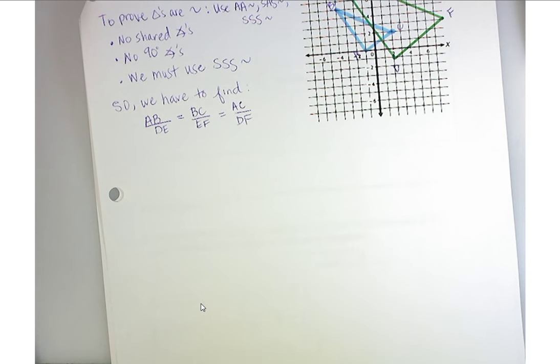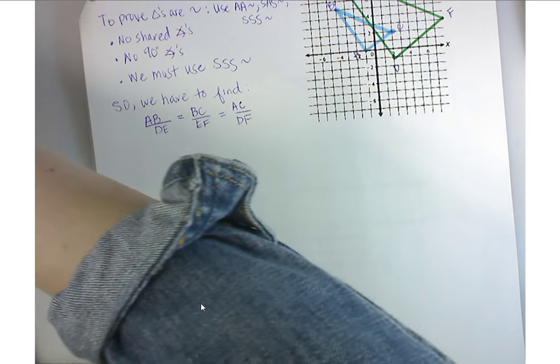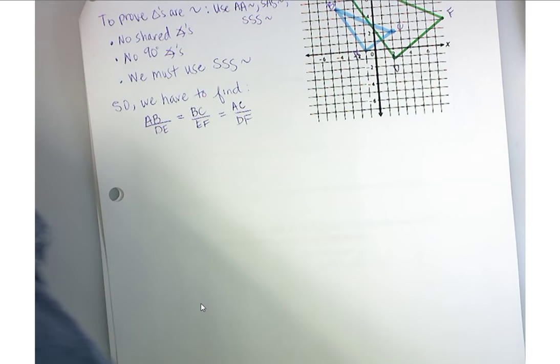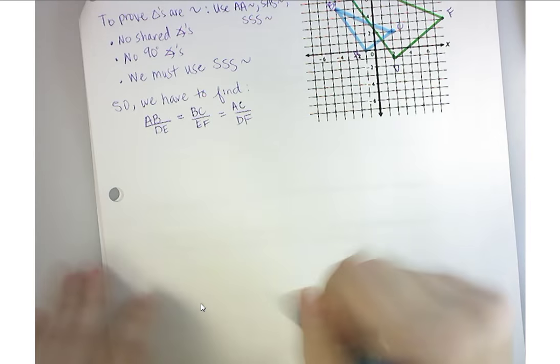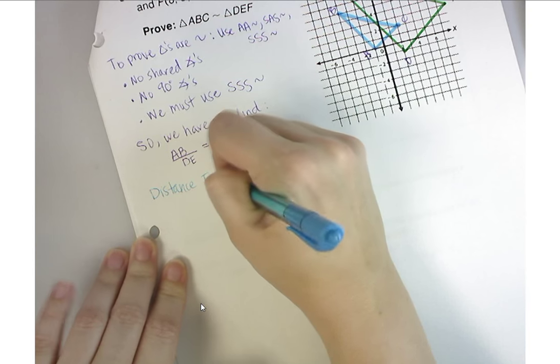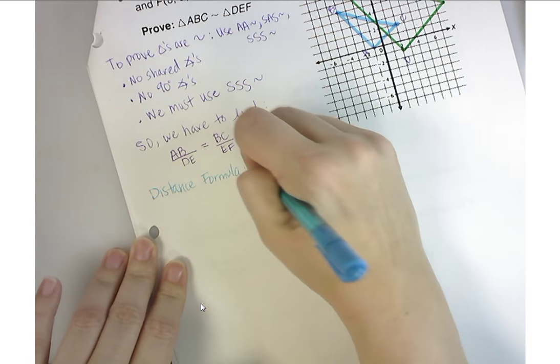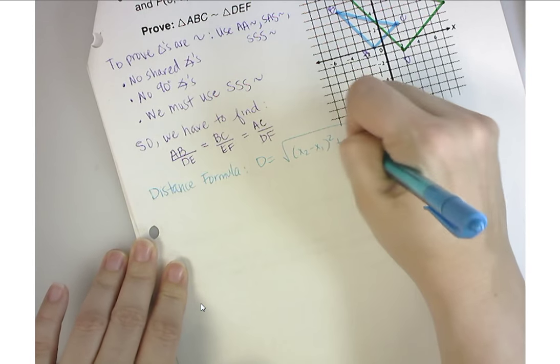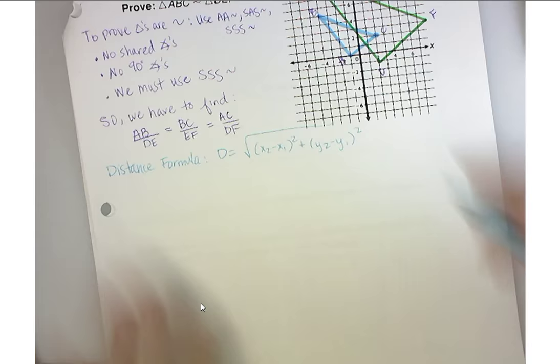Right, so if I'm going to do that, I'm going to use what to find the length of these guys? It's a good old buddy of yours. That too, but what else? The distance formula. Yay! Okay, so the distance formula is the square root of x2 minus x1 squared plus y2 minus y1 squared.